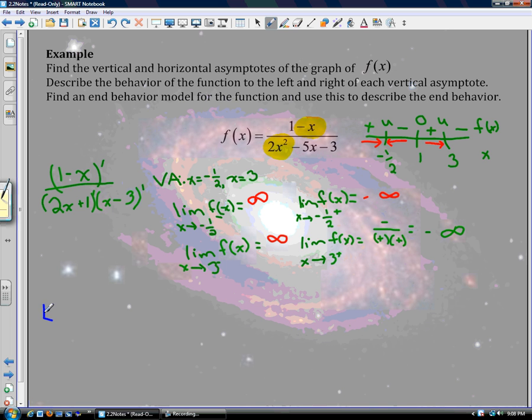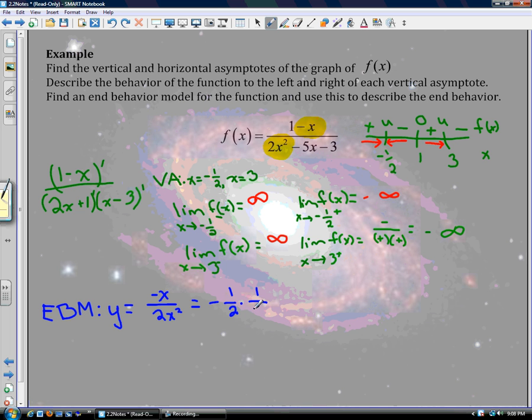So our end behavior model, because it's a rational function, is going to have the same end behavior to the left and to the right. The end behavior model is going to be y equals, I'm just going to divide those two things. So negative x divided by 2x squared, and I'll just simplify. I'm going to write it as negative 1/2 times 1 over x.